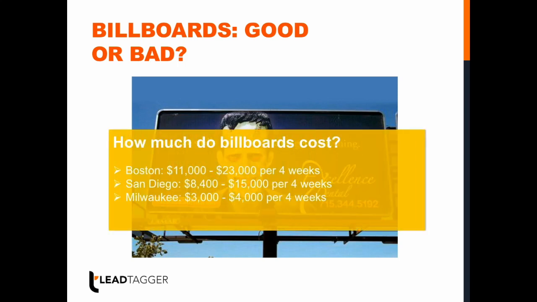So I pulled up 3 cities in the country. How much do these billboards cost? In Boston, you could be expected to pay upwards of $23,000 per month. In San Diego, up to $15,000. In Milwaukee, up to $4,000 every single month to have these billboards in place.